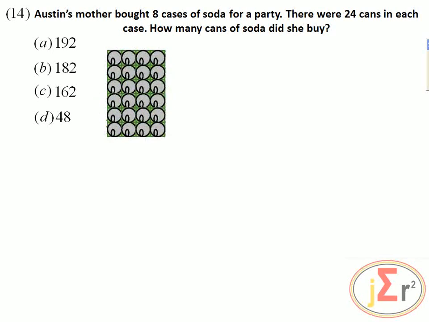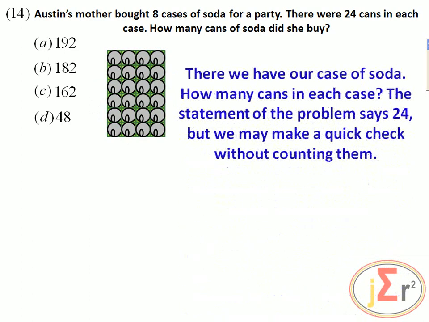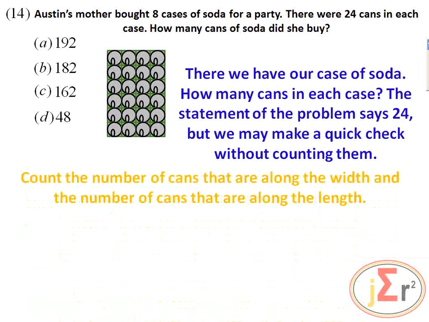So there is your case of soda. There we have our case of soda. How many cans in each case? The statement of the problem says 24, but we may make a quick check without counting them. We do not have to count them 1, 2, 3 all the way to 24. Count the number of cans that are along the width and the number of cans that are along the length.